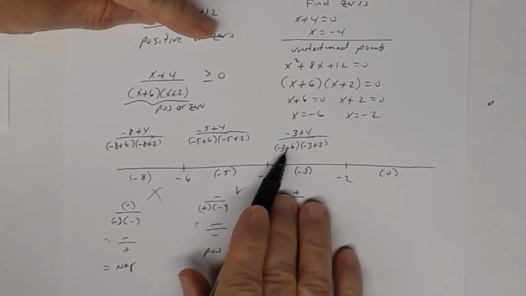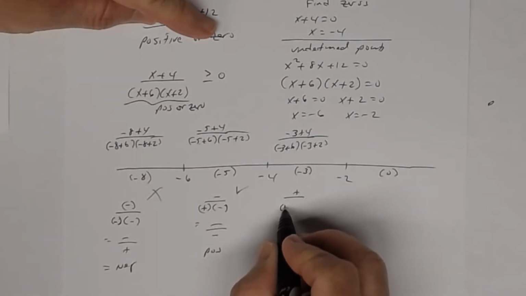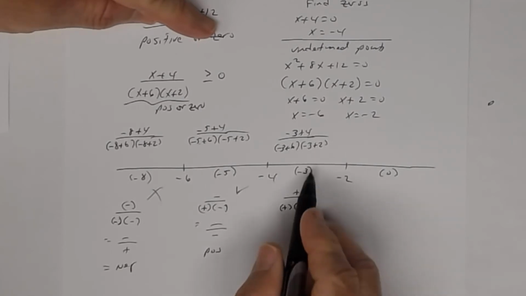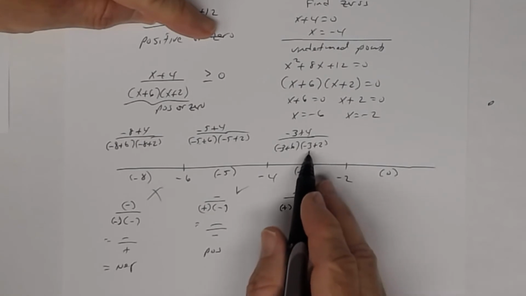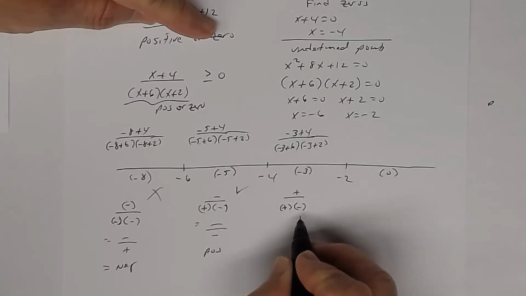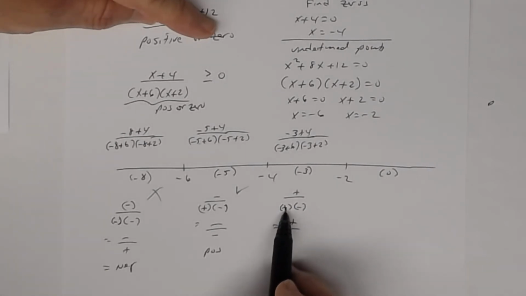Negative 3 plus 6 is a positive 3. So that factor is going to be positive, and the factor that's in the denominator here is also going, in this case, negative 3 plus 2 will be negative. The numerator is positive. The denominator, a positive times a negative, is a negative. And a positive divided by negative is a negative.